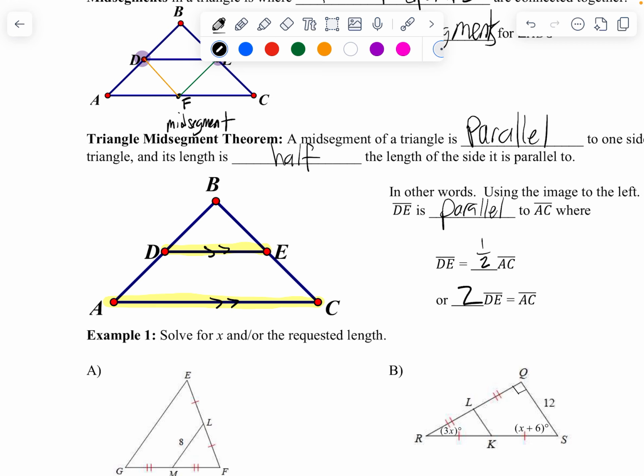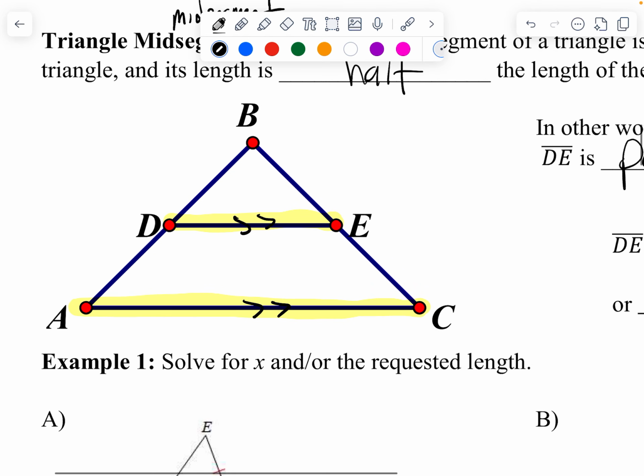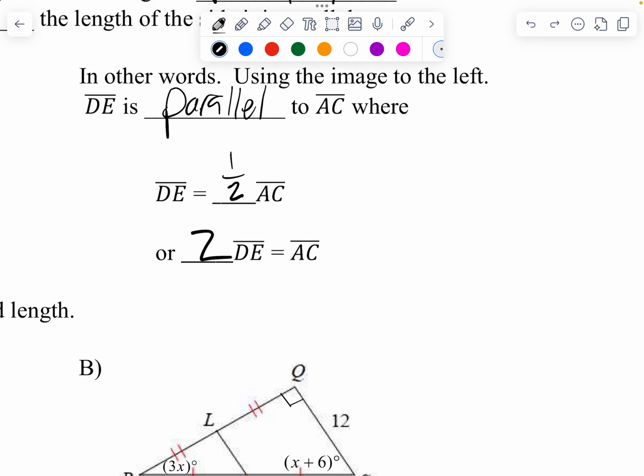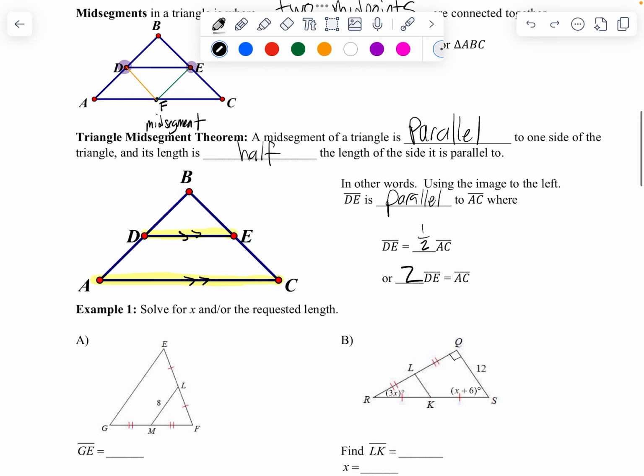Now, in addition, we can tell that DE is going to be half of AC. It's half of the whole. So you can double the small to get the whole, or you can halve the whole to get the small. So we get this double-half relationship from midsegments to the side they're parallel to in triangles.